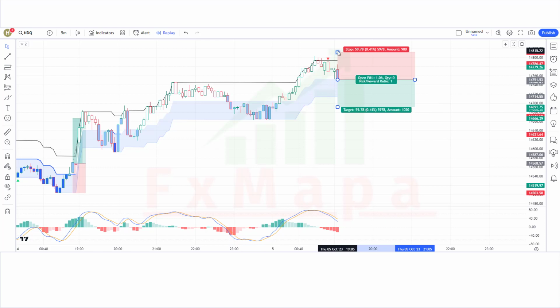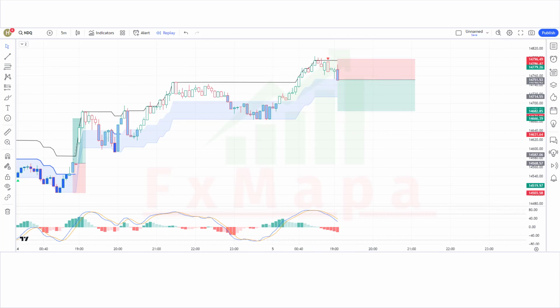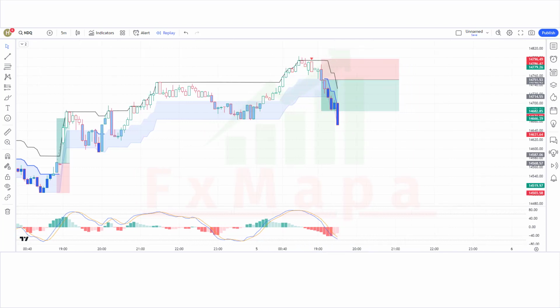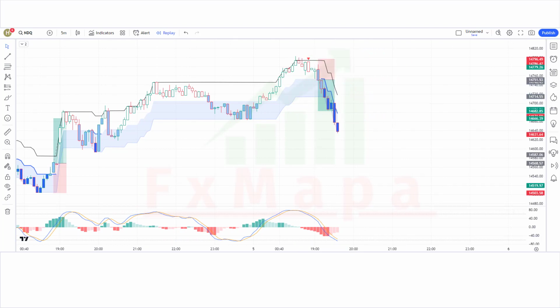Our stop loss will be placed at the range filter indicator of higher line. And the risk to reward ratio will be 1:1.5. Let's see what happens to our trade. We have won the trade. Wait for the next signal.